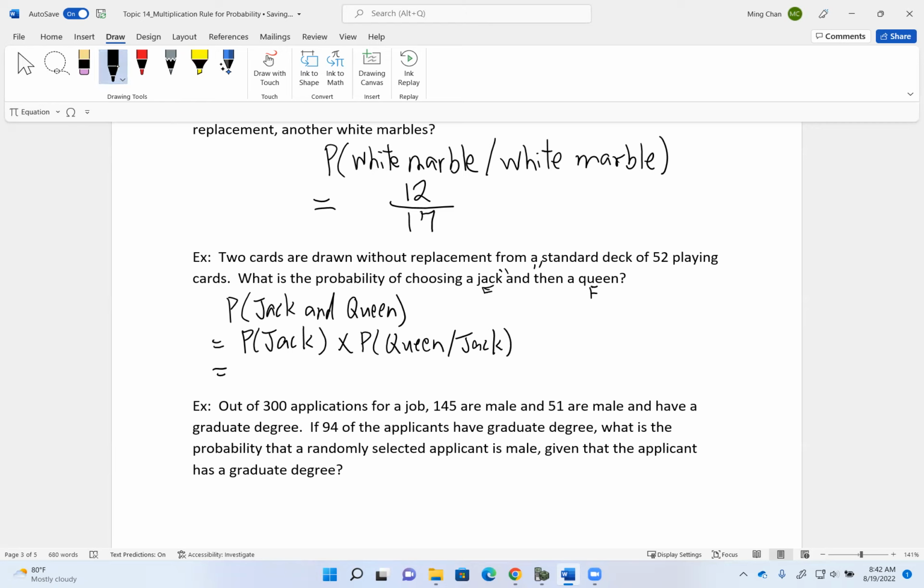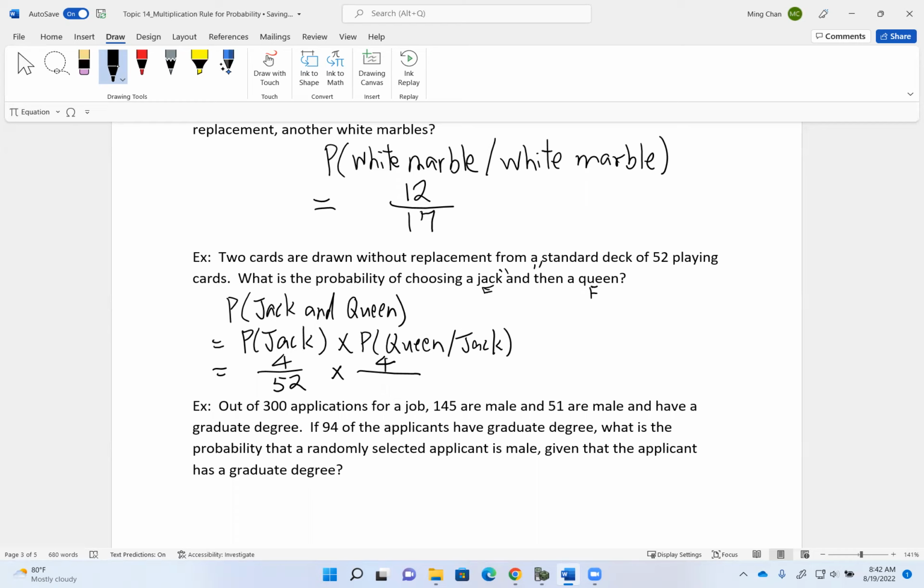So your first event, jacks, right? There are 4 ways to select a jack out of 52 possible outcomes. Then there are how many ways to select a queen? Because selecting a jack and selecting a queen are independent of each other, so that means I should have 4 ways to select a queen.